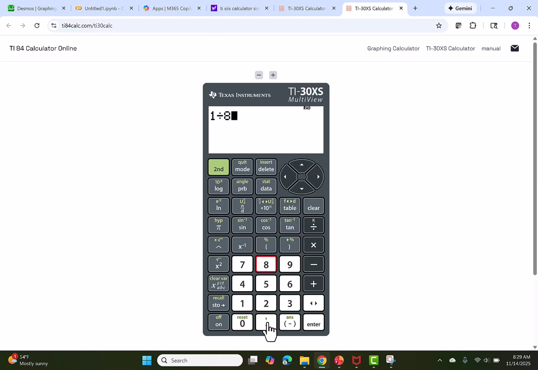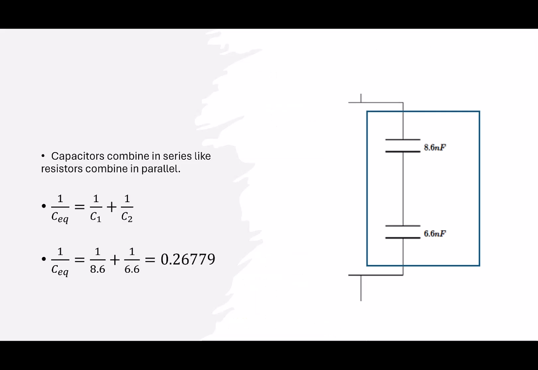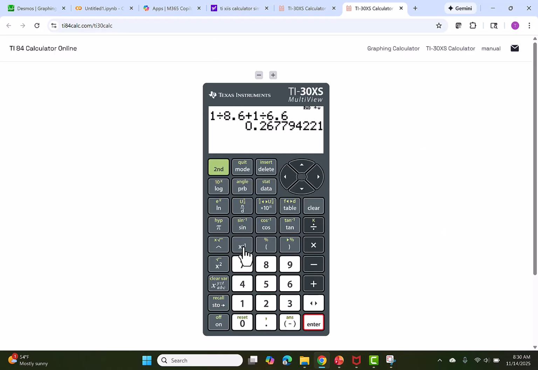1 over 8.6 plus 1 over 6.6 gives us 0.26779. Because the 0.26779 is 1 over the equivalent capacitance, we need to flip that number over. We can easily do that by using an exponent of -1. So back in the calculator, I'll hit the x to the -1 and tell it to give me that answer as a decimal. This gives me 3.734.